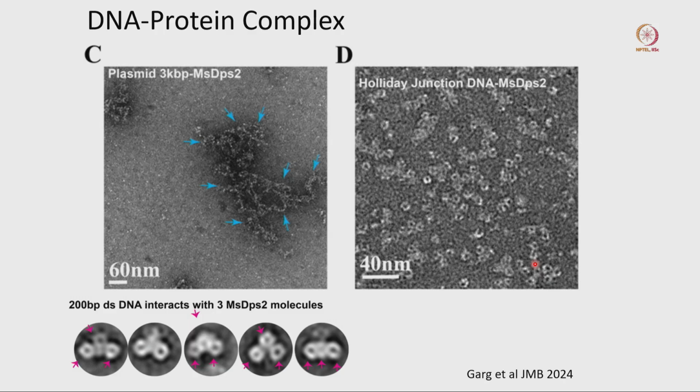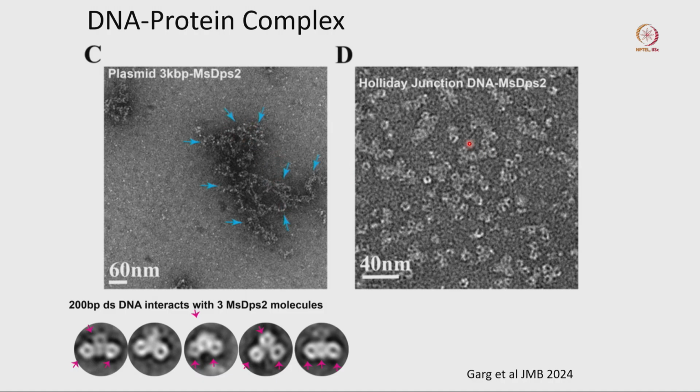Now, in the other one, we used a very large plasmid DNA that is 3 kb. This 3 kb DNA is mixed with MSDPS2 protein, where you can see the DNA is completely coated with the MSDPS molecule.